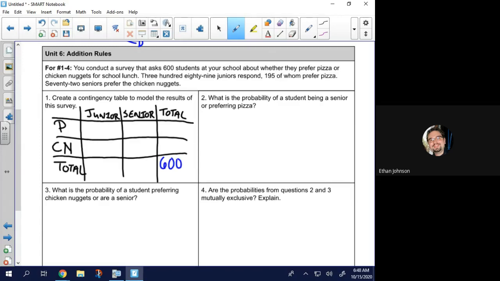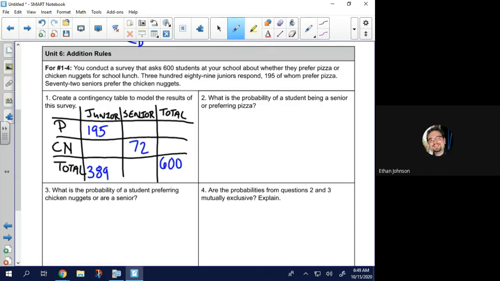And then it says 389 juniors respond. So juniors, 389. 195 of which prefer pizza. And then 72 seniors prefer chicken nuggets. Okay. Just like before, we're going to fill in the rest, either by adding or subtracting.